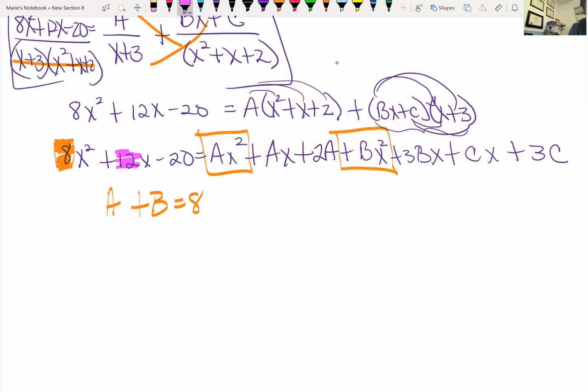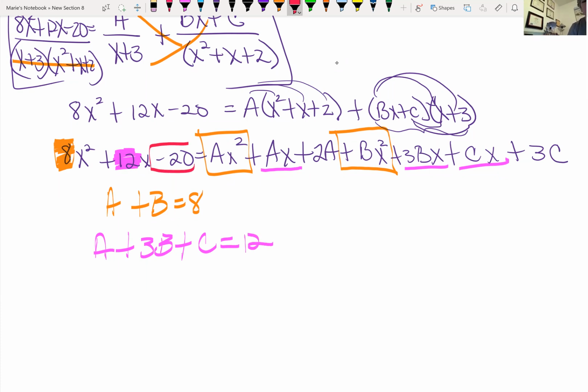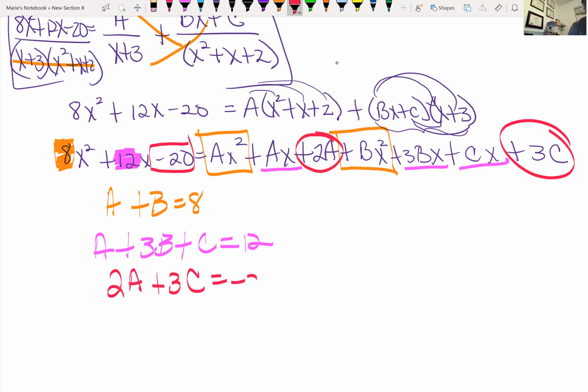Here's your 12x. So these are the x terms: that's Ax, 3Bx, and Cx. Now forget the x, because I'm only focusing on the coefficient. So I'm going to look at A plus 3B plus C is equal to 12. And then the last term is the constant, -20. That's going to be the 2A and the 3C. So I know that 2A plus the 3C is equal to -20. Now I've got a system of equations to work out.